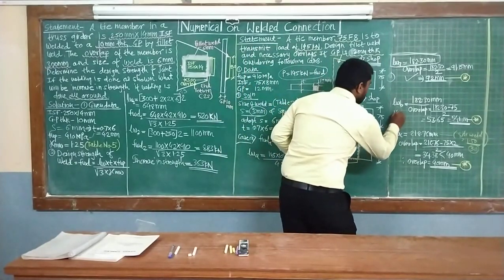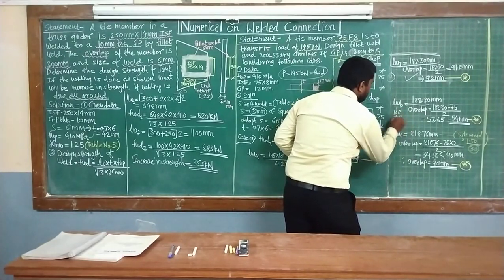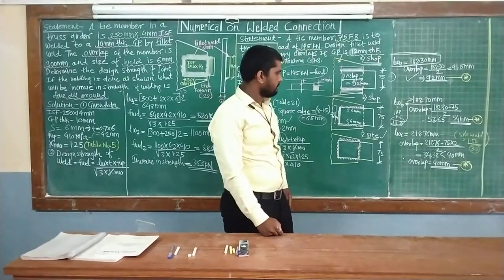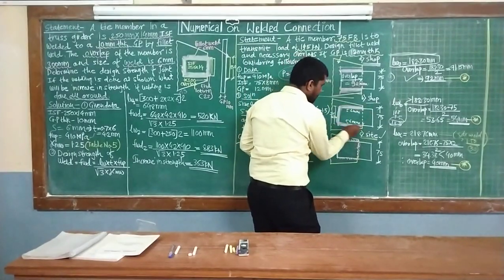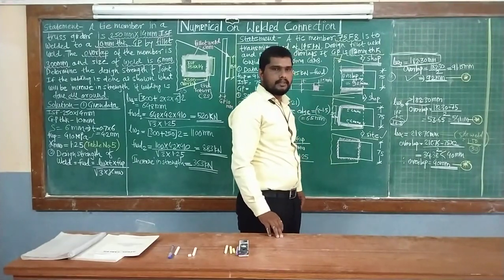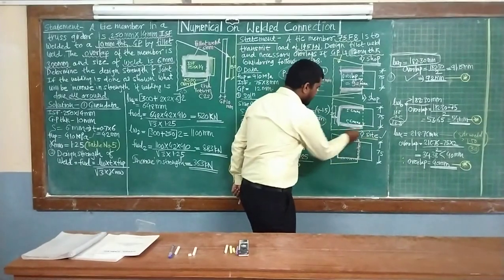So if we do the calculation, we get 54 plus 54, 108, plus 75. So the total answer will be 183, that is approximately 183 mm. So this is the length of the weld we have provided on three sides of this plate.